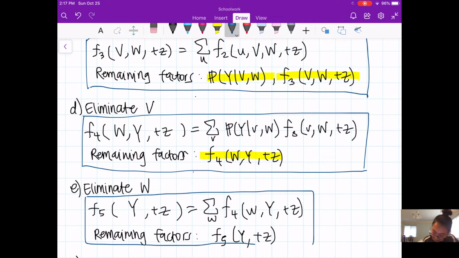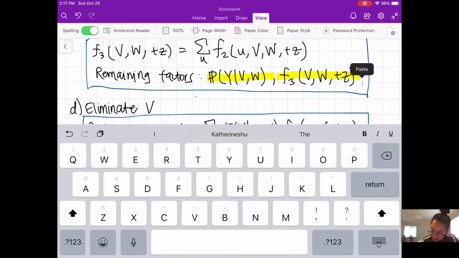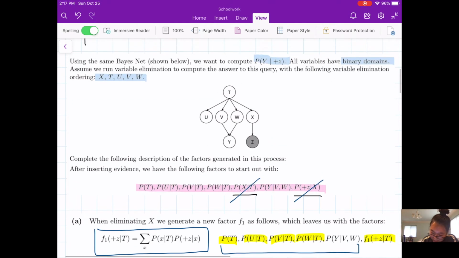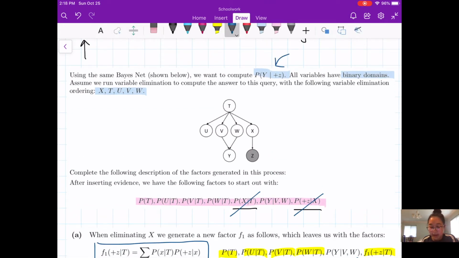And overall, we've eliminated all the variables except Y and plus C, which makes sense because if we look back at our problem statement, we are ultimately trying to find the probability of Y given plus C. So that's why we've gotten rid of all the other variables, so we just have terms regarding those two variables.